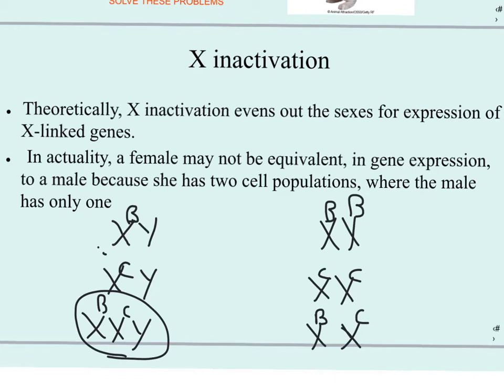So theoretically, X inactivation is supposed to even out the expression of the X-linked traits between males and females. It doesn't really do that. If you think of the number of individuals who are colorblind, you're always going to come up with 5 or 6 that are males. In all the times I've taught, I've never had a student say, oh, I know a colorblind female. And the reason is that females have 2 X chromosomes and the males only have 1.